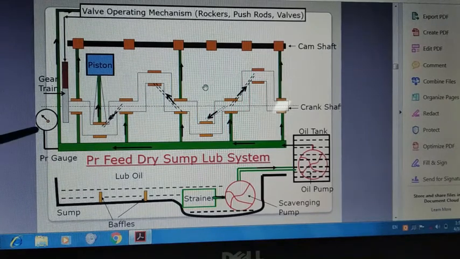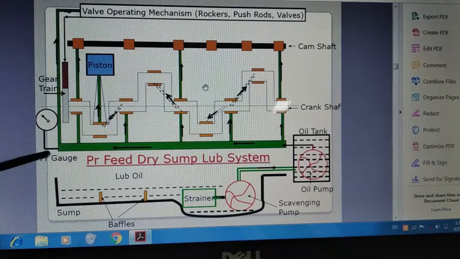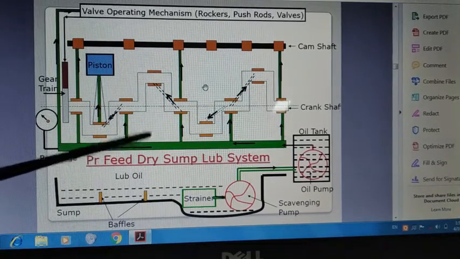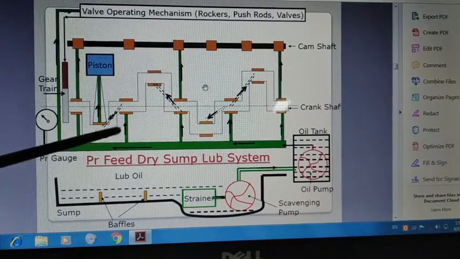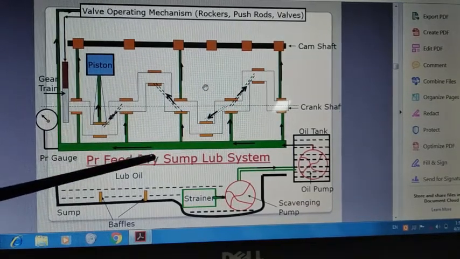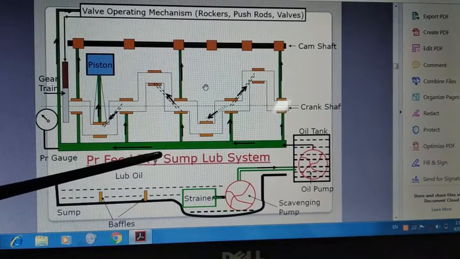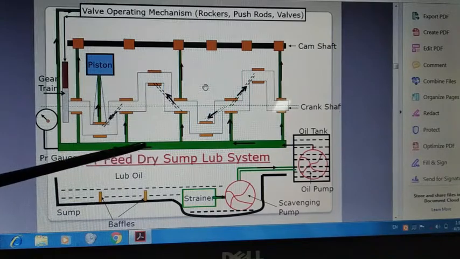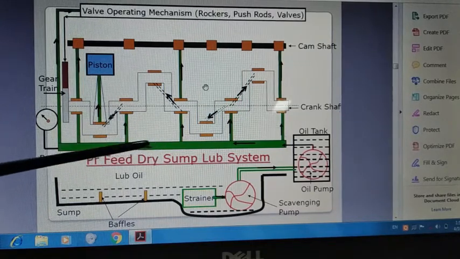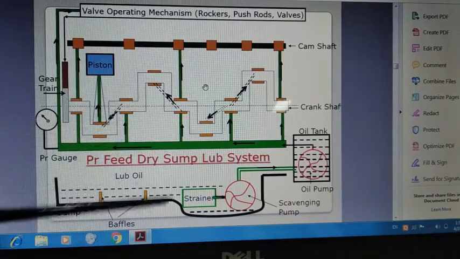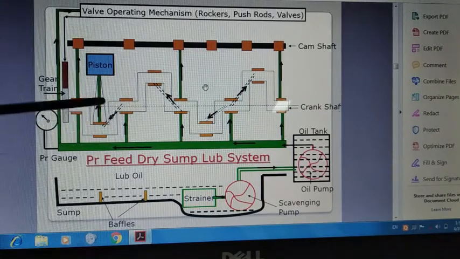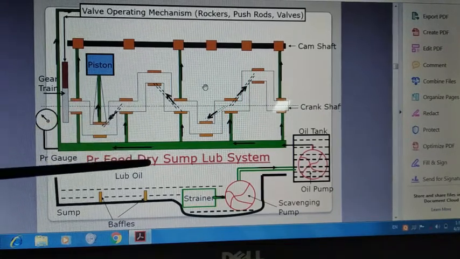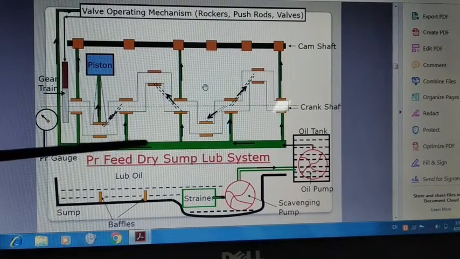Always a pressure gauge is provided for the system, which will monitor the pressure in the oil gallery. That pressure should always be maintained, so that we can assure that oil will always be reaching the different components where lubrication is required. So this way these three lubrication systems are being used in engines for engine lubrication.